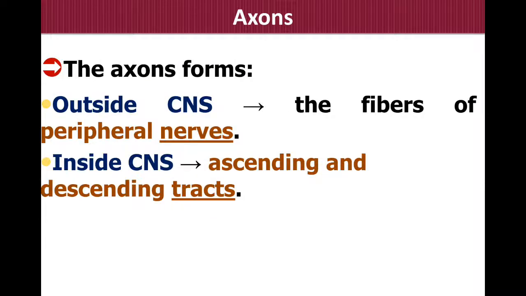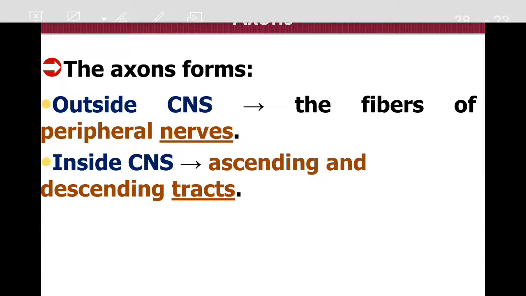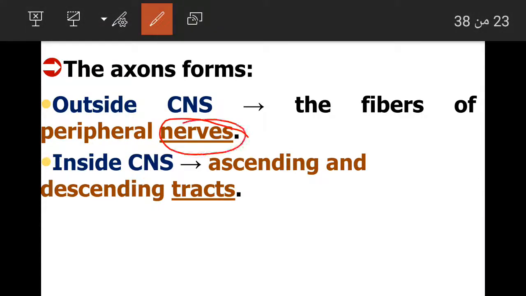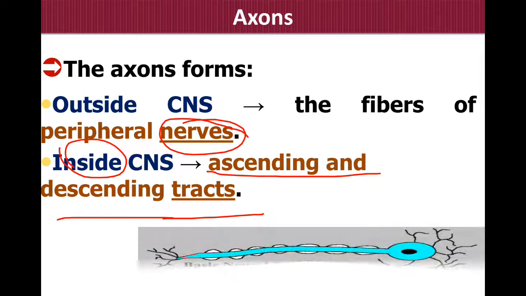While the axons, a collection of axons outside the central nervous system will form the nerves, while a collection of the axons inside the central nervous system will form the tracts, either ascending or descending tracts.